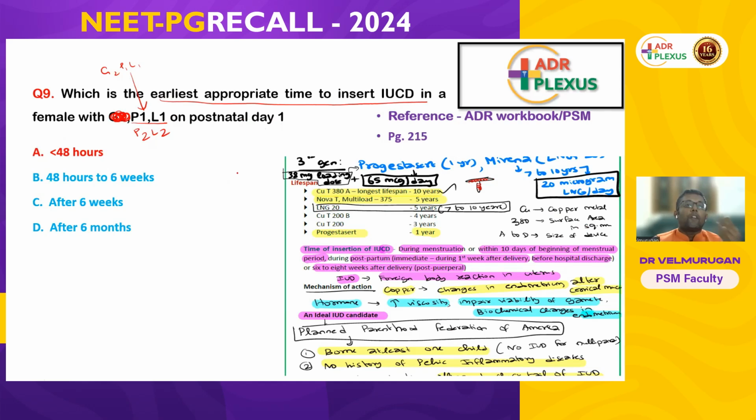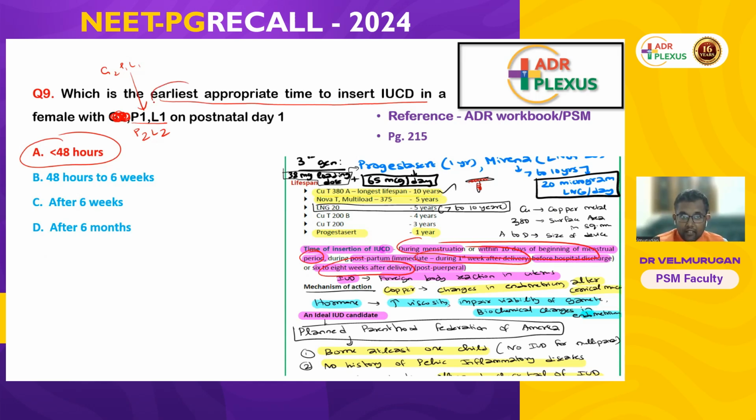On postnatal day 1, the earliest appropriate time: the best time is within the first week. Here, the best option is within the first 48 hours. Within the first 48 hours, we can insert the IUCD. The best time, as you have seen, is within the first week of beginning of the menstrual period, or within the first week after delivery, or 6 weeks after delivery.